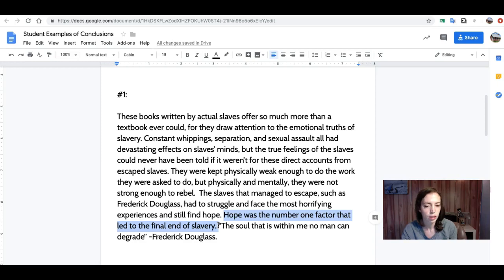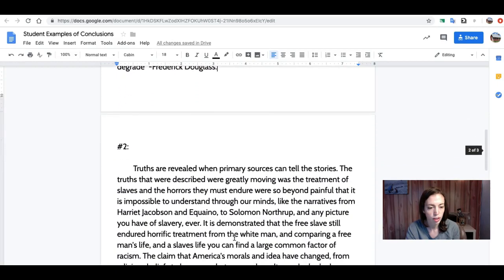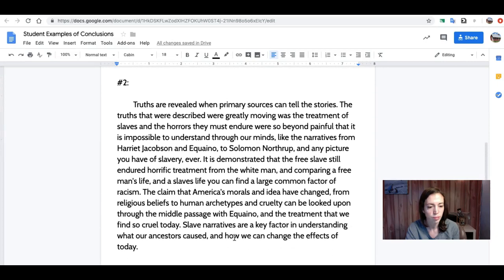And then he's got this amazing quote that ties into that. "The soul that is within me, no man can degrade." Now, isn't that awesome for a final lingering thought for us? Right? Like, wow. Okay. Can't take that away, right? Lovely. Okay, so let's move on to our second conclusion example here. Let's see what this student did.